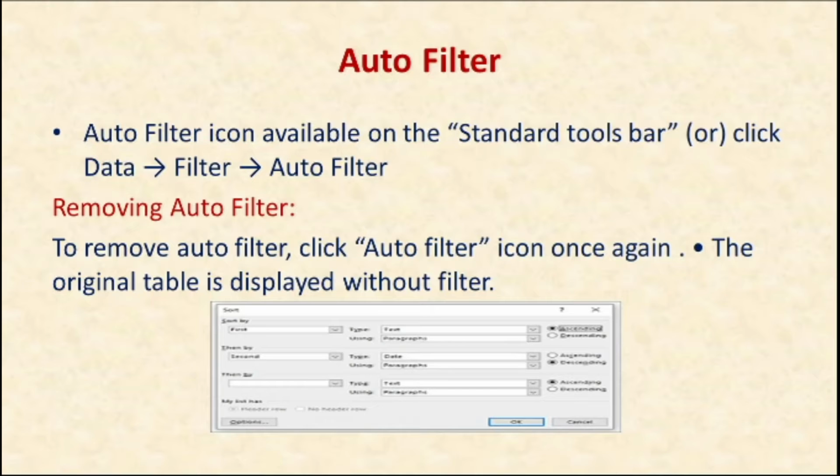Auto filter. The auto filter icon is available on the standard toolbar, or click Data, Filter, Auto Filter. Removing auto filter: to remove the auto filter, click the auto filter icon once again. The auto filter will be removed. The original table is displayed without the filter after you remove the auto filter. So we will study this auto filter concept also in the demonstration class practically.